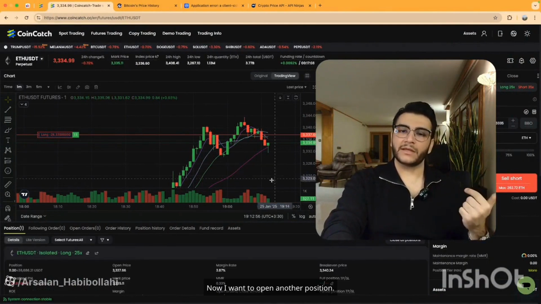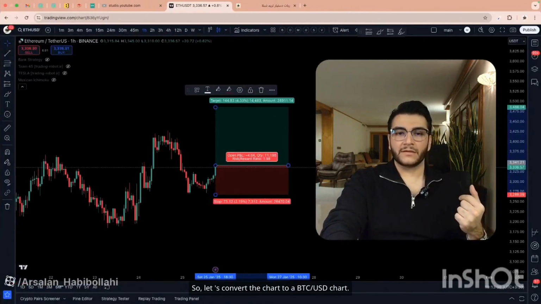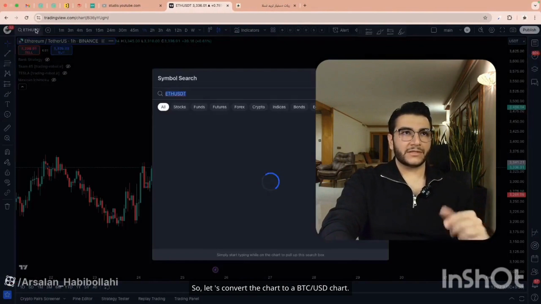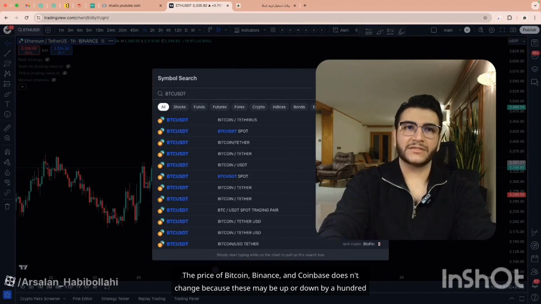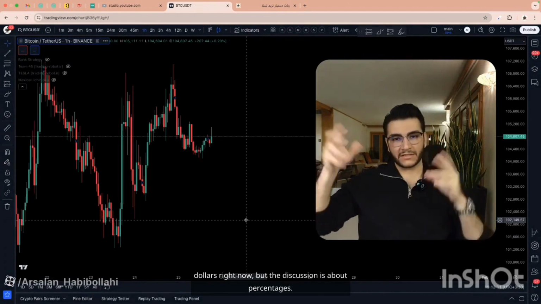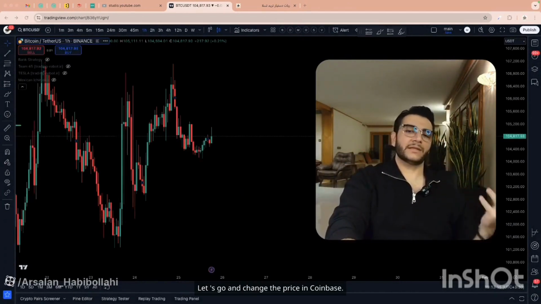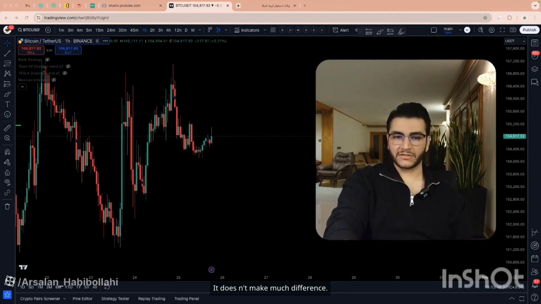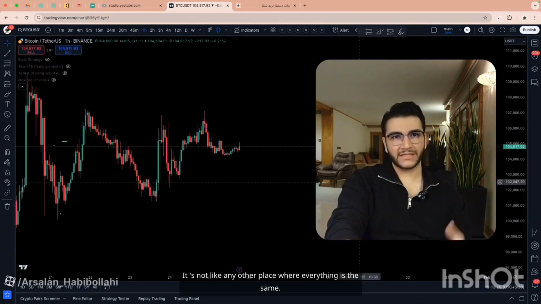Now I want to open another position. Let's go and open a position on Bitcoin. So let's convert the chart to a BTC/USD chart. The price of Bitcoin on Binance and Coinbase doesn't change because these may be up or down by $100 right now, but the discussion is about percentages. Let's look at the Binance chart. Let's go and change the price in Coinbase. It doesn't make much difference. Bitcoin is in one place. It's not like any other place where everything is the same.